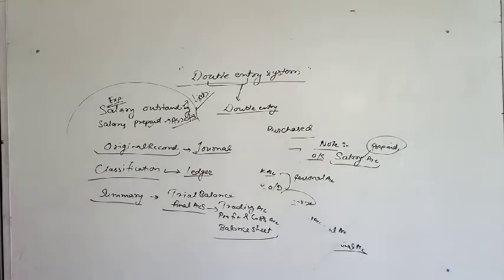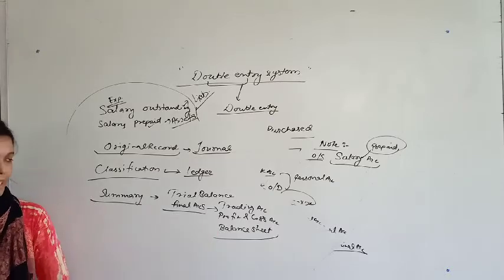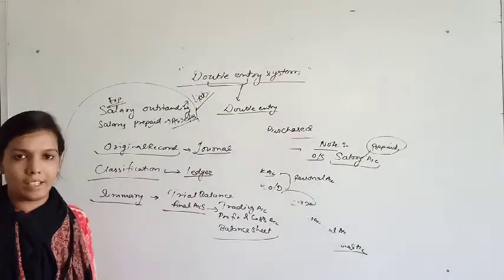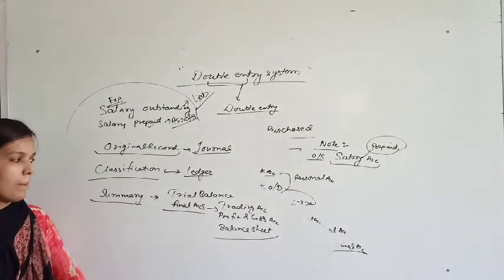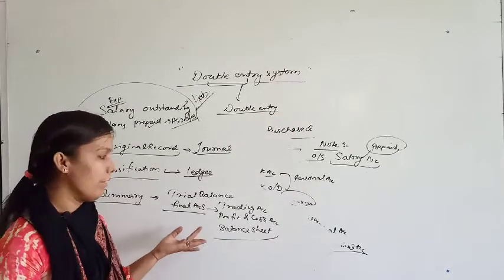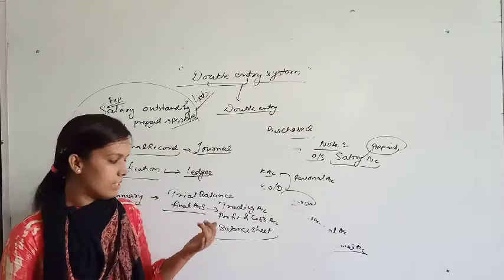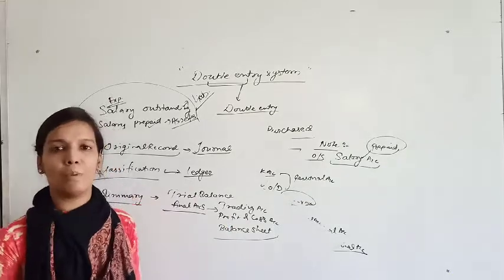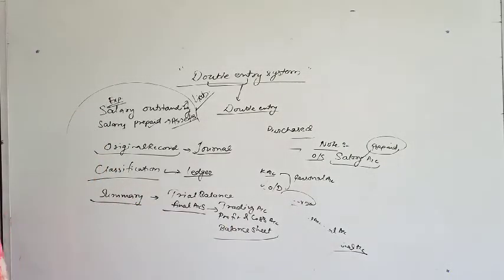Next one is preparation of trading and profit and loss account. That I told you, these are the final accounts: trading account and profit and loss account. By the trading account, you will get gross profit or gross loss. But out of this gross profit, we will deduct some more expenses in the P&L account, that is the profit and loss account. Then we will get the net profit of the business.